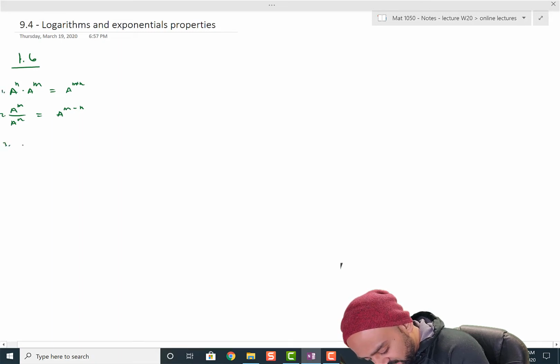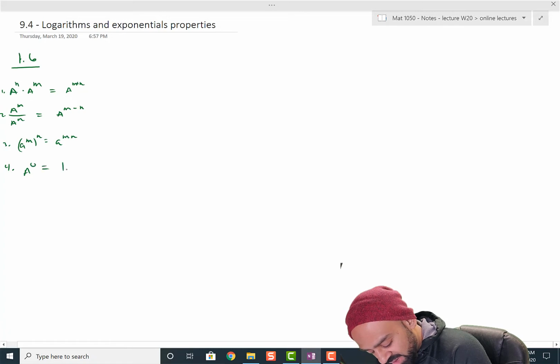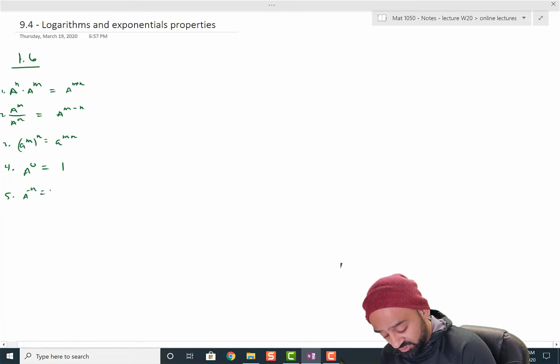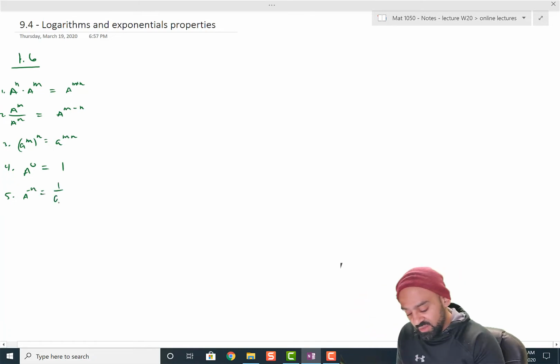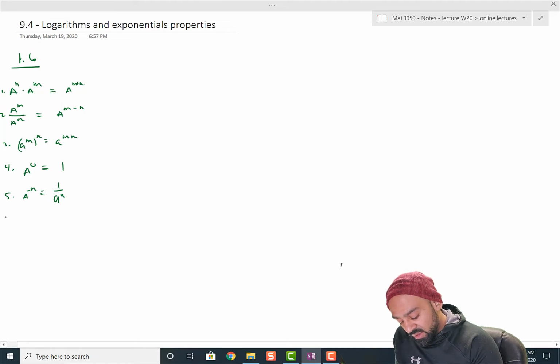Here's the third one. I think when we had an exponent raised to an exponent, that was a big one. We multiplied the two, right? Fourth one, a to the 0 power, that's 1, lovely. 5. A to the negative power, you guys love this one by now. This is the 1 over guy, 1 over a to the n.